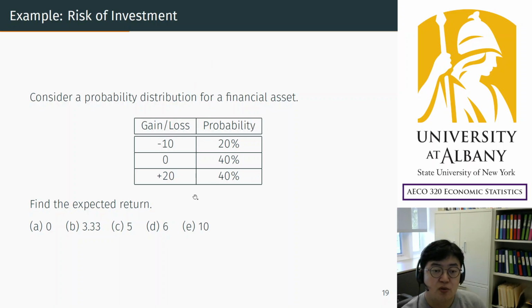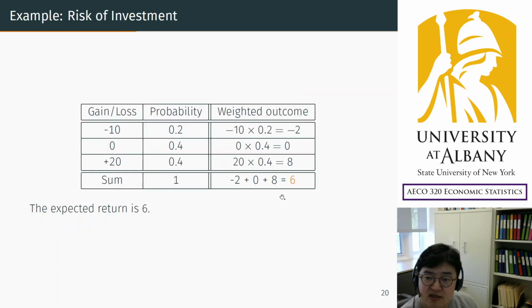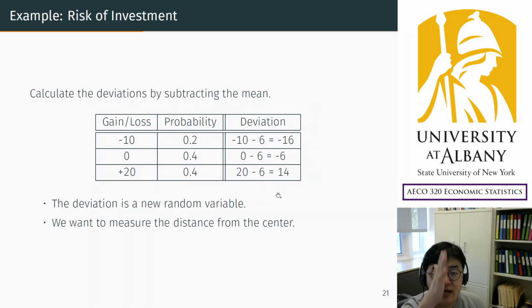okay, so to calculate the expectation, remember you have to make another column, probability weighted outcome. So multiply outcome to probability: minus 10 times 0.2 and 0 times 0.4 plus 20 times 0.4 and sum those probability weighted outcomes. Then if you do that, you get 6. So on average, you are going to earn $6 from this investment. Okay, that is easy. So now we get the center.